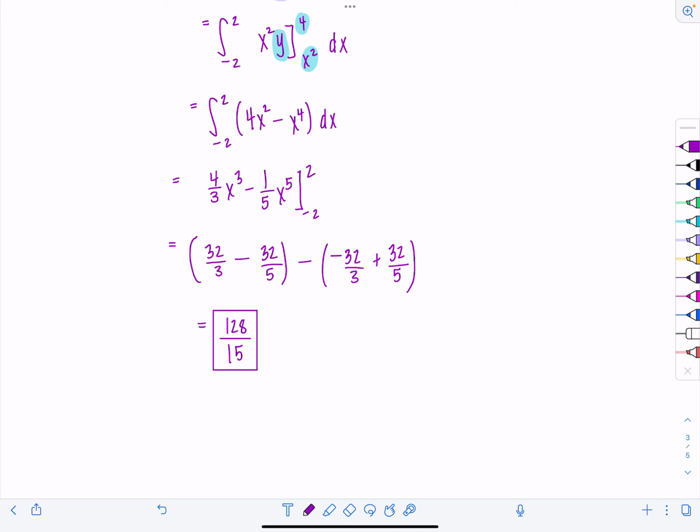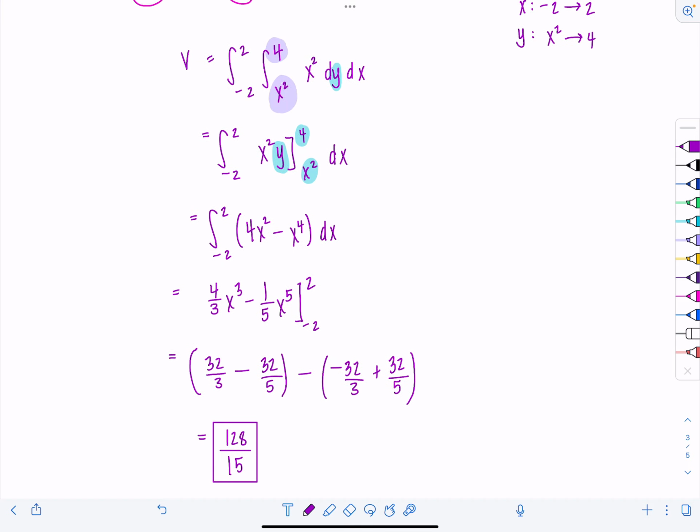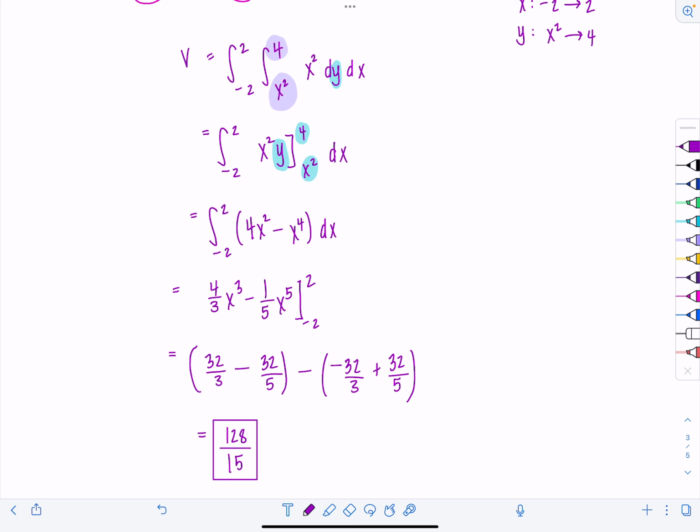Now, you might have noticed that the solid is symmetric with respect to the y-axis, and our integration region D is also symmetric with respect to the y-axis. So if you wanted, in terms of setup, to make things a little bit easier, you could have just doubled the entire integral and then gone from 0 to 2, x squared to 4, x squared dy dx. That way you have a lower limit of 0.